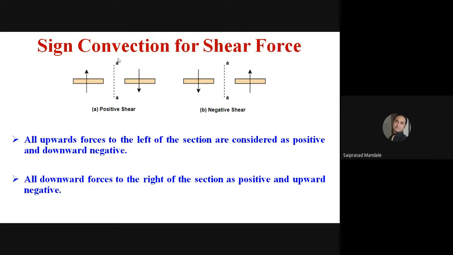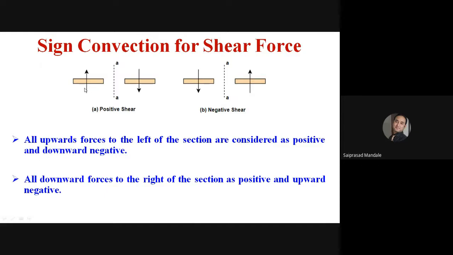If there is a section, we are always calculating from the left-hand side. So don't consider the right-hand side convention. Don't focus on the right-hand side. Focus on the left-hand side only, the left-hand side of A and the left-hand side of B. All upward forces to the left of the section are considered positive and downward forces are negative.